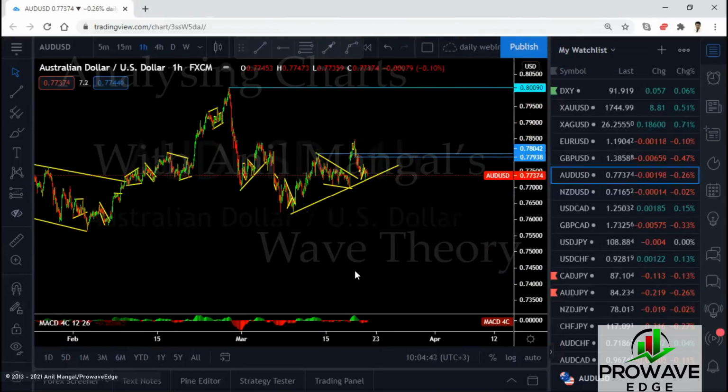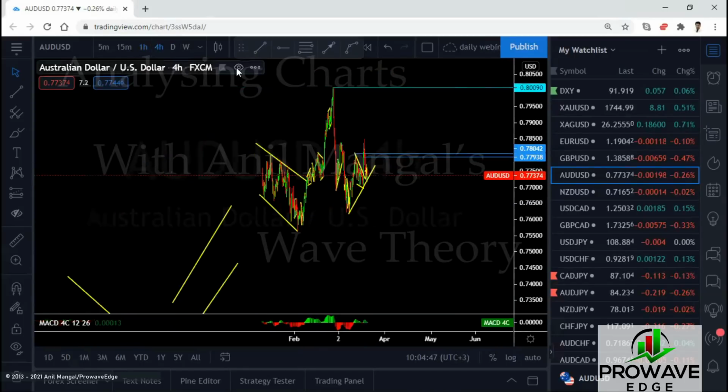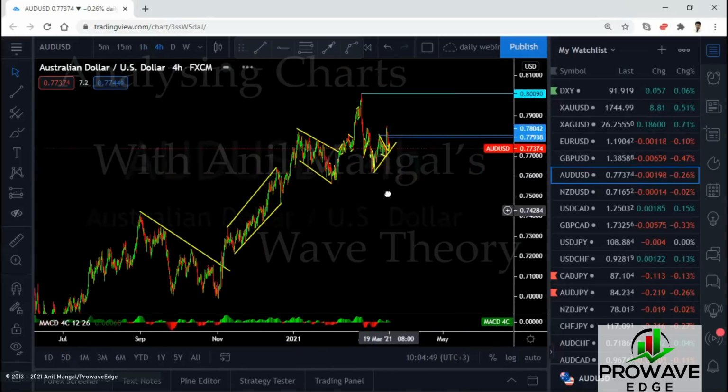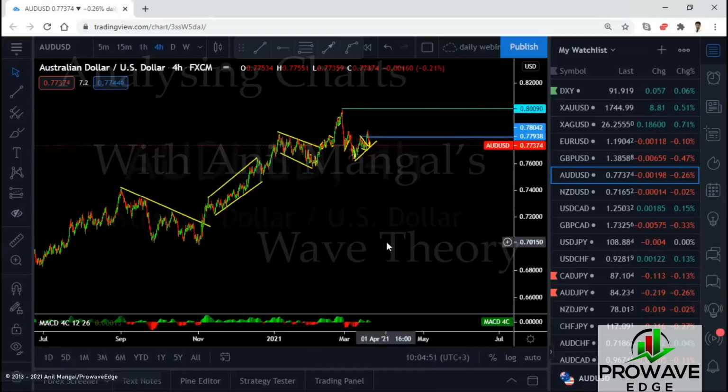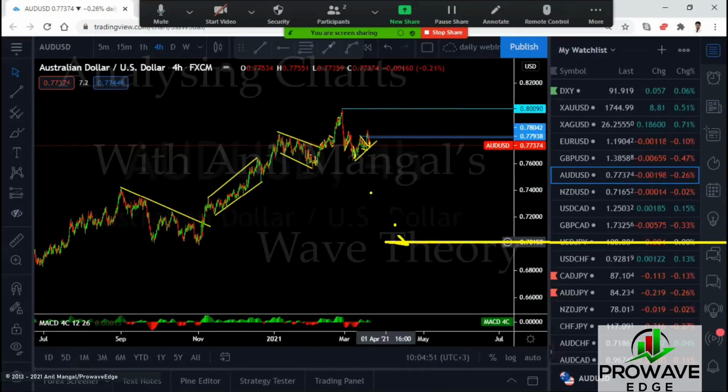So is Aussie building a bigger corrective structure here? Very likely. How big would it be? I don't know, right? But it looks like we're making a big corrective structure. And if Aussie continues to build a corrective structure in here, eventually you get this one and then you get upside, right?